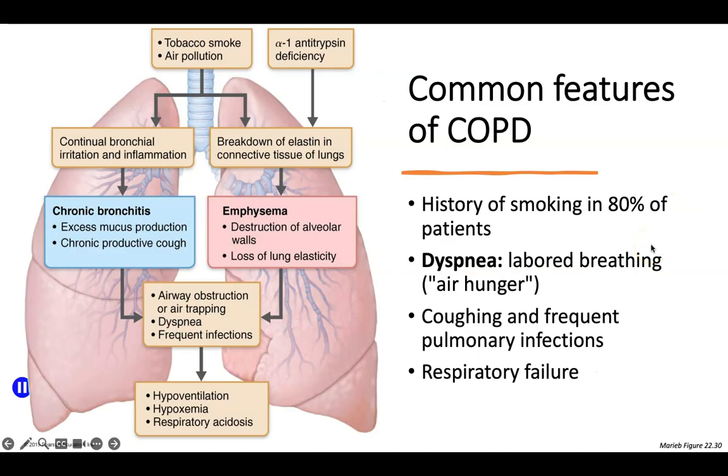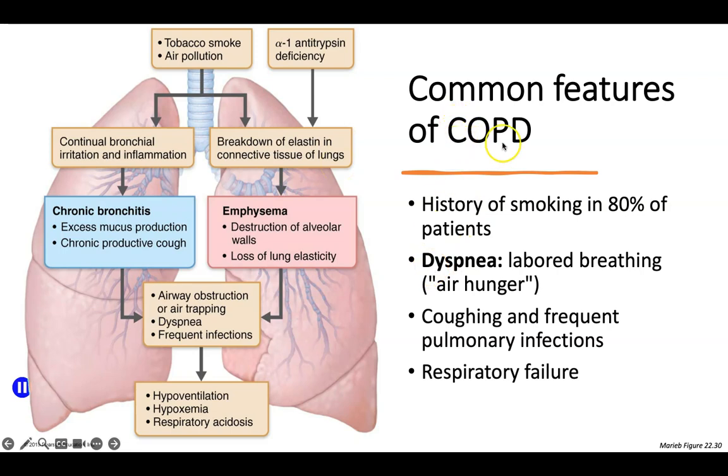So common features of COPD. A history of smoking is found in 80% of COPD patients. So tobacco smoke and air pollution are the two most common causes. There are also some genetic causes that can lead to a breakdown of lung tissue.